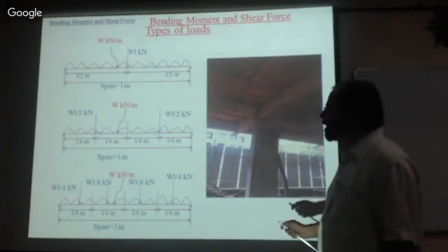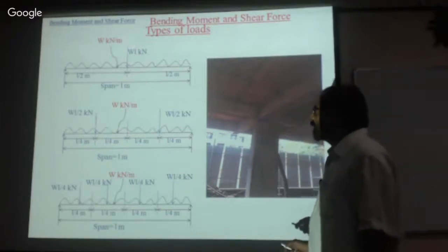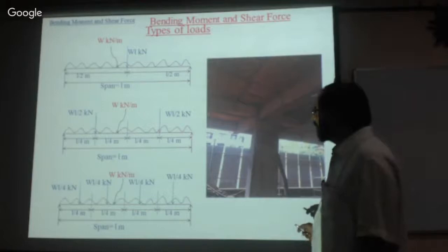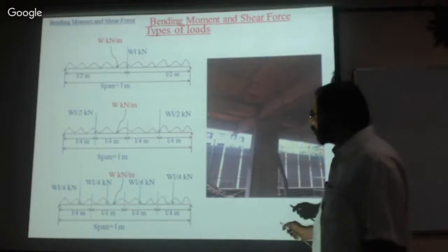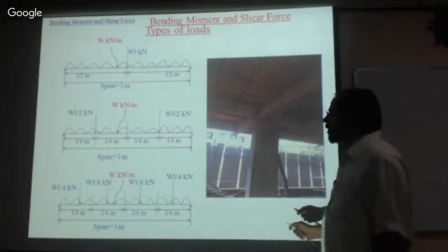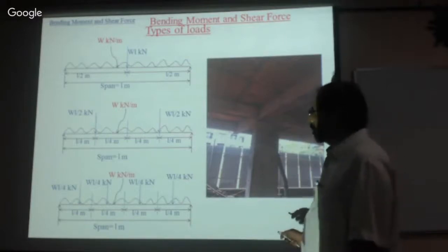The total is WL. Therefore, it is assumed for half of the span, this is WL by 2, and similarly it is WL by 2. It is assumed that each is acting at the center of half of the span. Therefore, it is at a distance L by 4. The uniformly distributed load we have converted into two point loads, each assumed for half of the span of the load, isn't it?